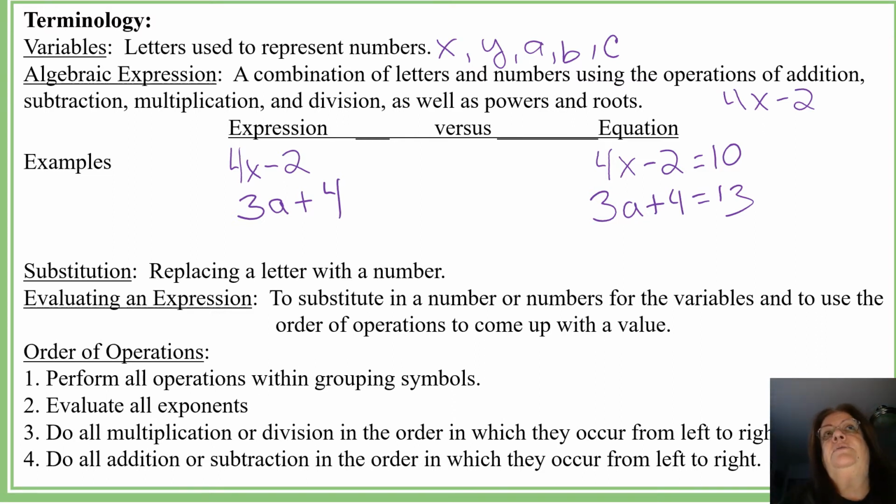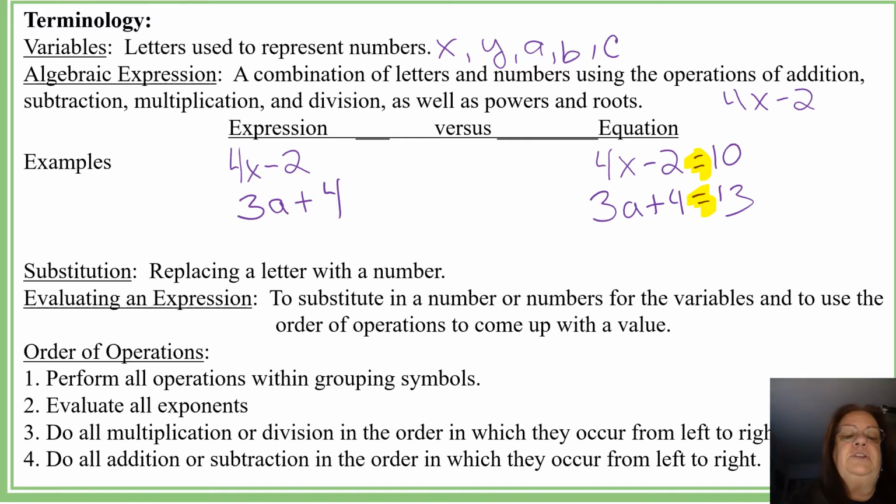As you can see the difference, what do you see it as? Yeah, it's the equal sign. So it's these equal signs.